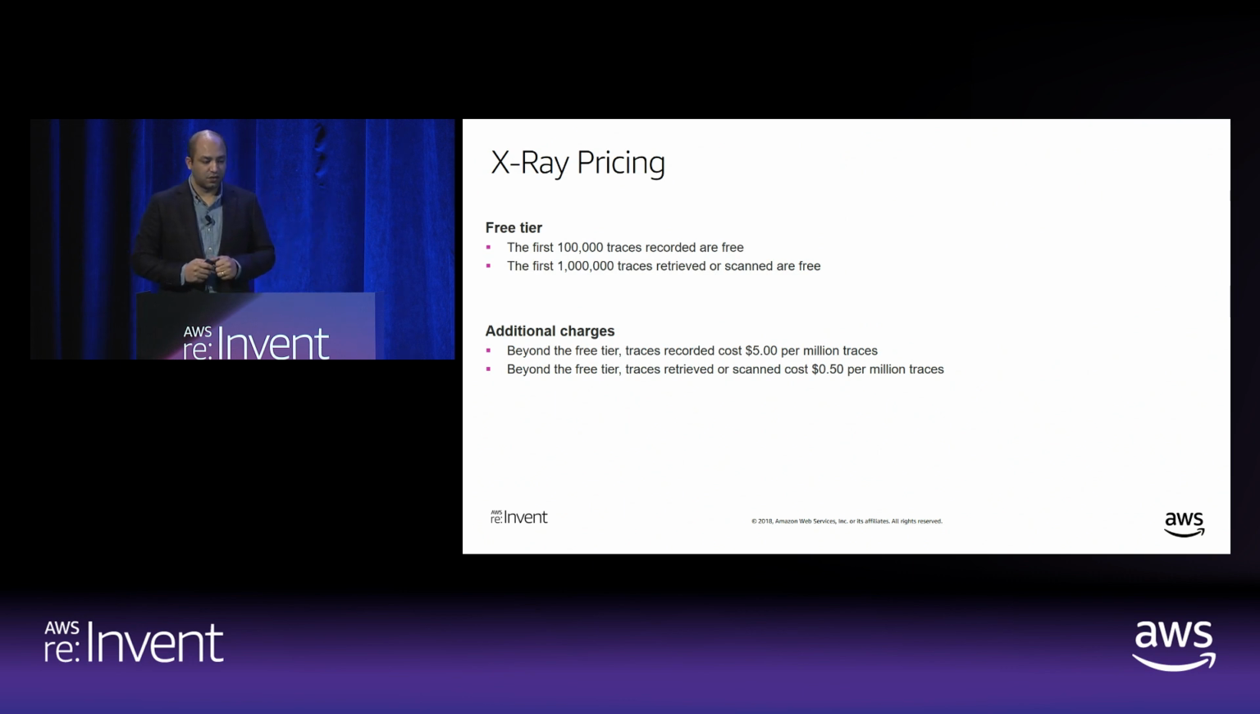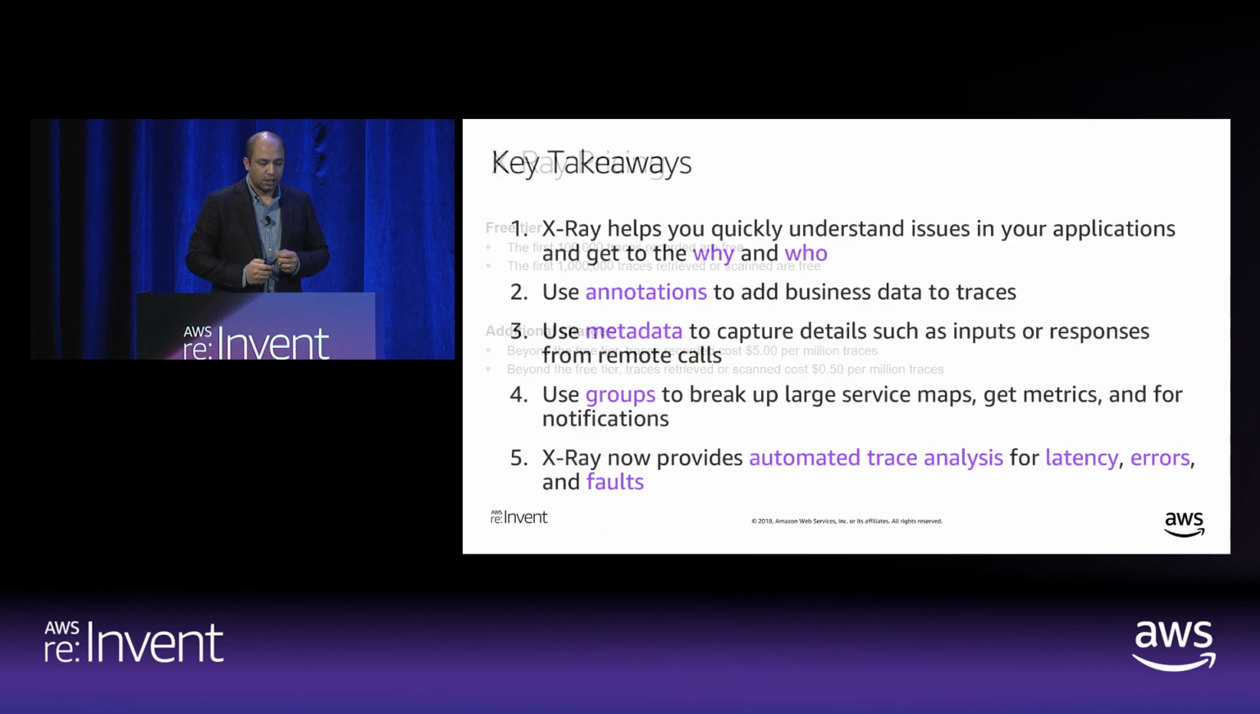X-Ray pricing, this is super important. We're usage-based or pay-per-use. The first 100,000 traces are free. So essentially, if you have an app that does less than 1 request a second, you can trace it for free. The first million transactions that you retrieve from the system are free. And then beyond that, it's a $5 per million traces ingest fee and a 50 cents per million traces extract fee.